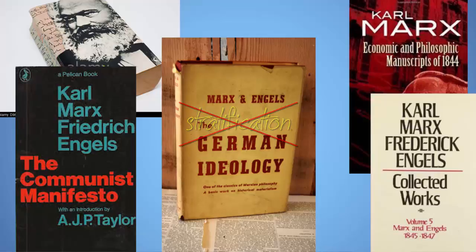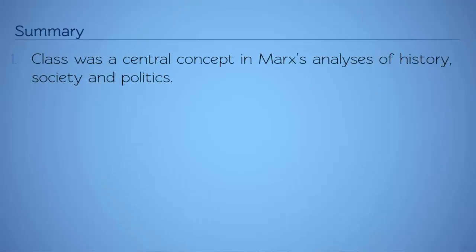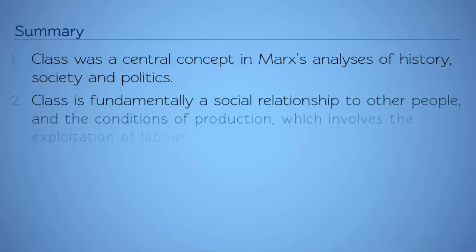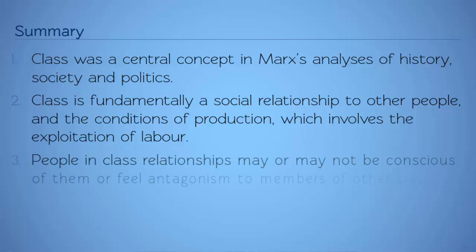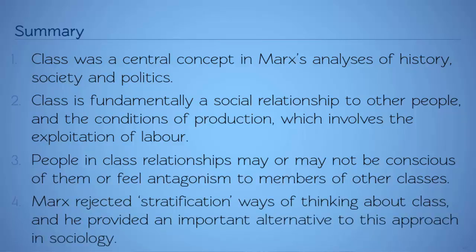In summary, first, class was a central concept in Marx's analysis of history, society and politics. Second, for Marx, class is fundamentally a social relationship to other people and to the conditions of production, which involves the exploitation of labour. Third, people in class relationships may or may not be conscious of them or feel antagonism to members of other classes. Fourth, Marx rejected the stratification ways of thinking about class, and he provides an important alternative to this approach in sociology.